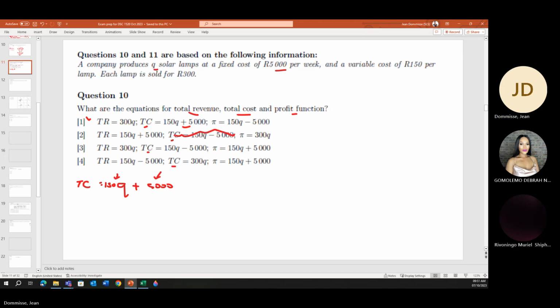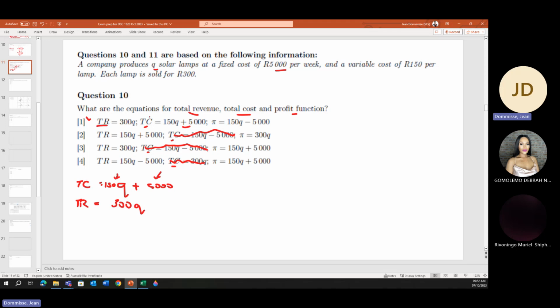Total cost 150Q minus 5,000. Okay, no. Total cost 100Q, also no. So actually, by just formulating that first one, in this instance, we had the right answer. But let's look at first, what is your total revenue? Okay, each lamp is sold for 300 rand. So total revenue is 300Q.